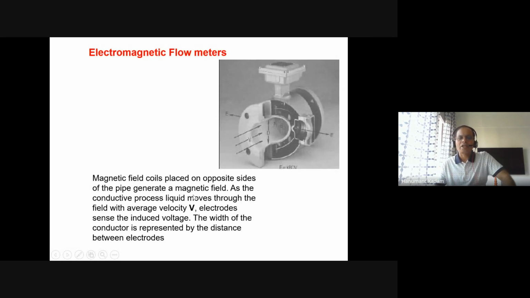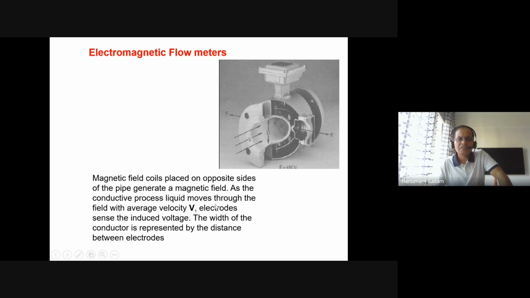The magnetic coils are placed on opposite sides of the pipe, in the magnetic field. One side cut portion is shown to you. As the conducting process liquid passes through, it moves through the field, meaning the magnetic field generated by these coils across the pipeline.